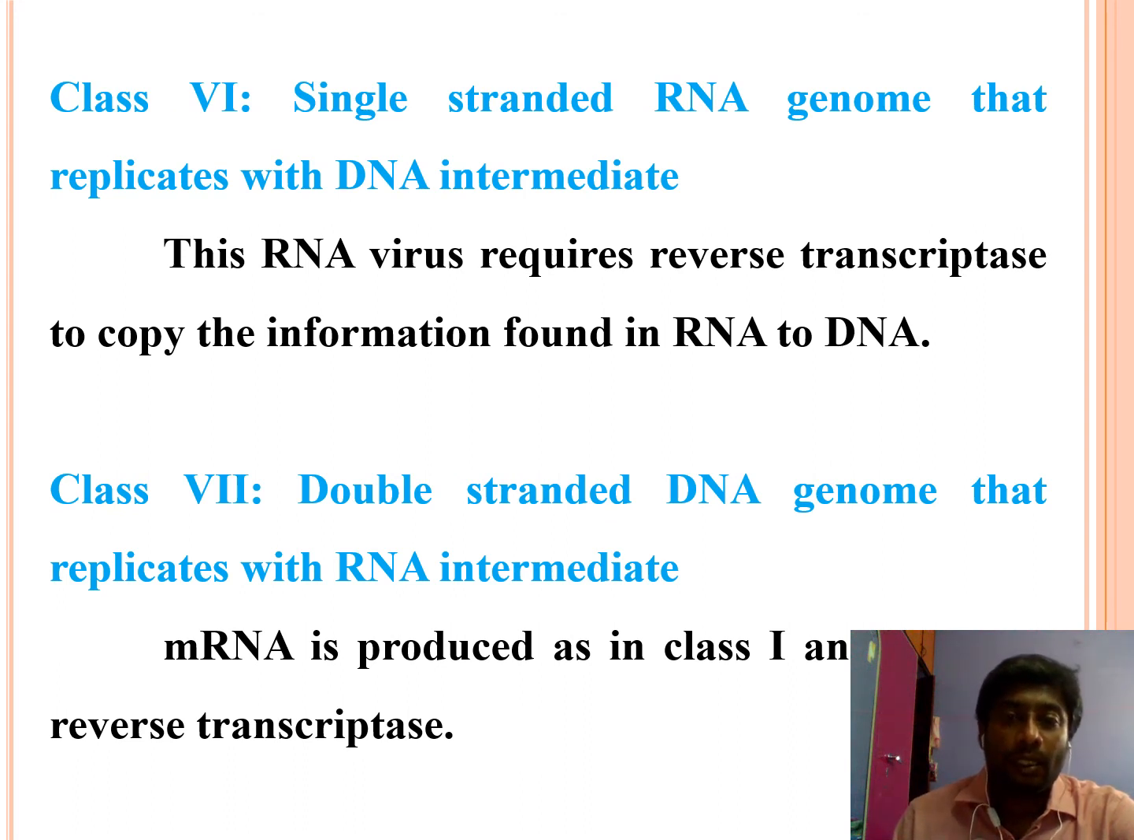Class 6 has a single stranded RNA genome that replicates through a DNA intermediate. This RNA virus requires reverse transcriptase to copy the information found in RNA into DNA. The best example is HIV. In class 7, a double stranded DNA genome replicates through an RNA intermediate. mRNA is produced as in class 1, and reverse transcriptase is used in the process. The example is hepatitis B virus.